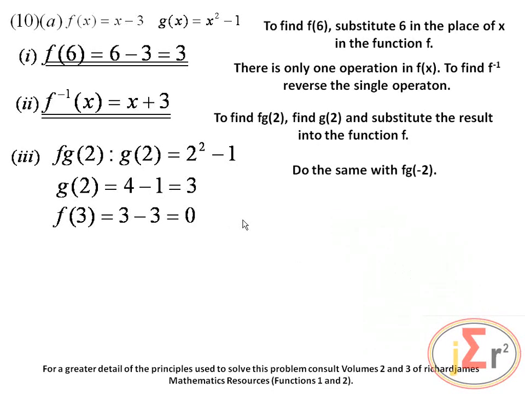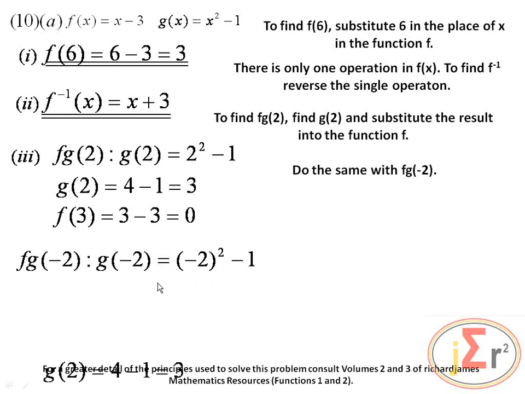So do the same with f of g of negative 2. So f of g of negative 2 is what we need to find. So find g of negative 2. g of negative 2 equals negative 2 squared minus 1. When we square negative 2, we get positive 4. So 4 minus 1 is equal to 3.